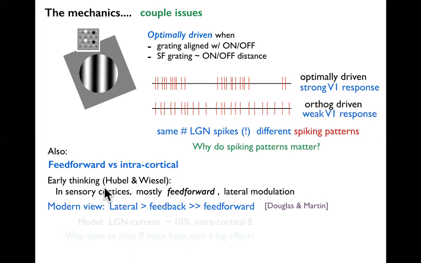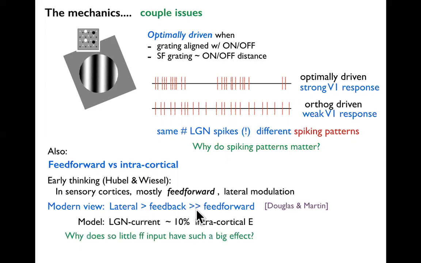The early thinking, spearheaded by Hubel and Wiesel but subscribed to by many others, is that the sensory cortices, at least, and possibly other places too, are mostly feedforward, and the lateral modulation is relatively minor compared to the feedforward signal. But the modern view has completely changed. People measuring the amount of current going in found that the lateral has the biggest current. Feedback, in our case, is smaller than lateral by quite a bit, but sometimes it's bigger than lateral. And feedforward is actually often very small. These relations are not always like that, but it's often like this.